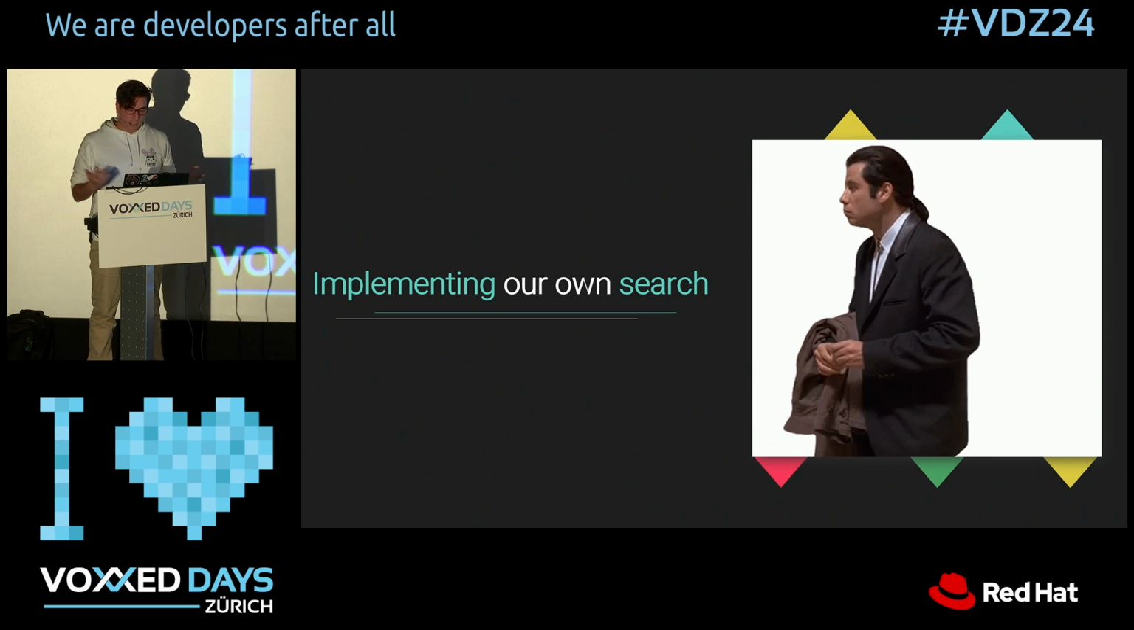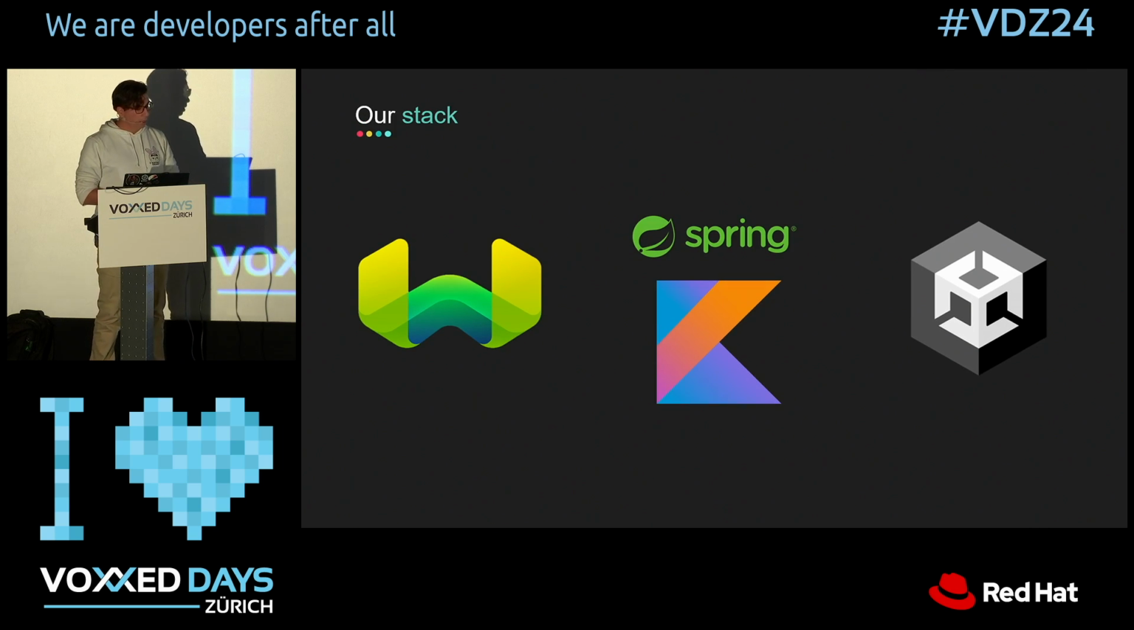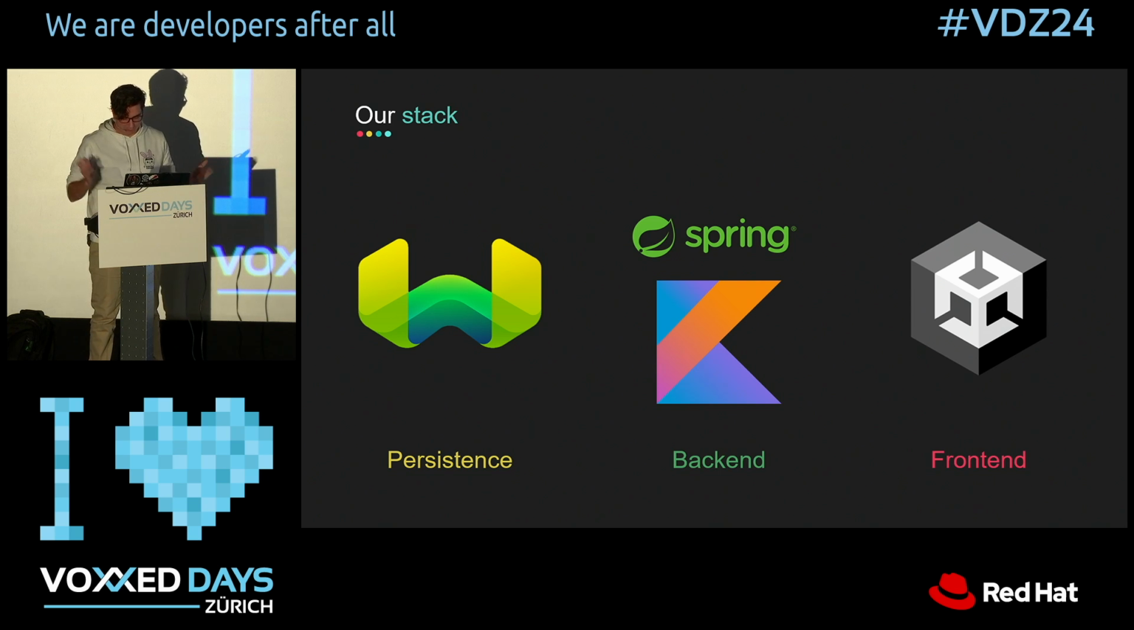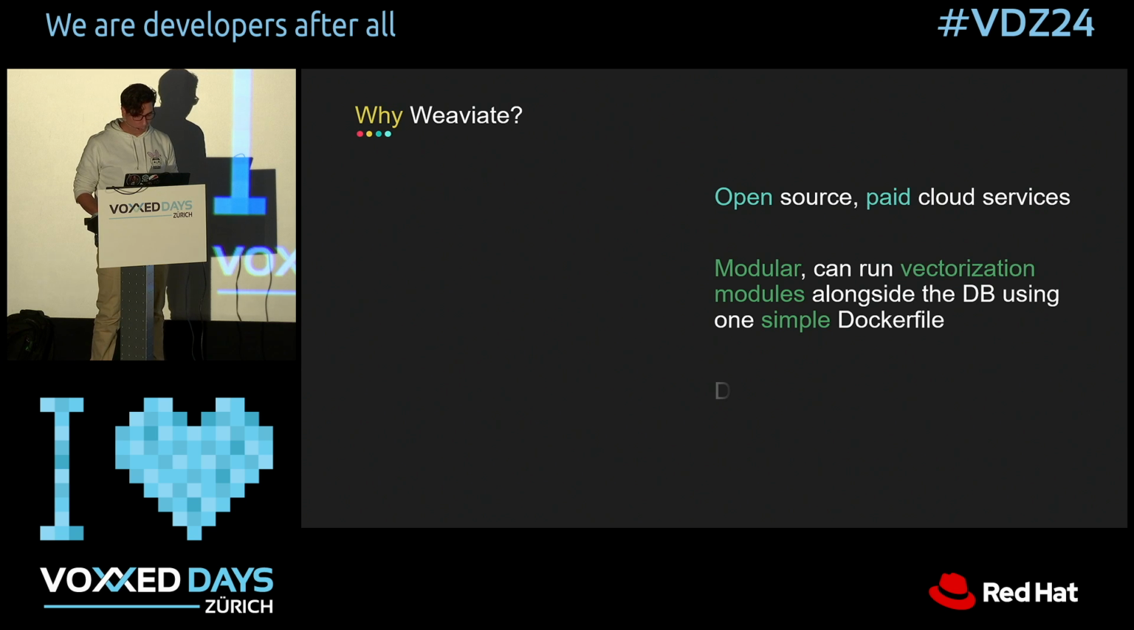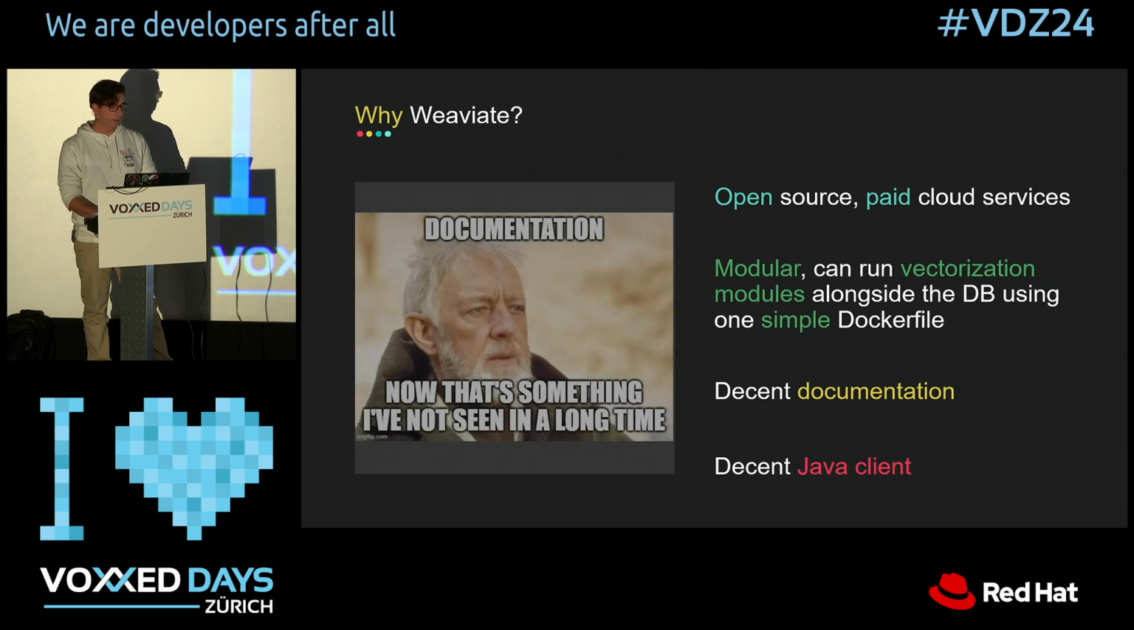All right, so let's get into implementing our own search. This is going to be our stack. For persistence, I chose to use Weaviate. I have a Spring Boot application written in Kotlin, which is the superior Java JVM language. Changed my mind. And for the front end, I have Unity, which is a little bit of a bad boy right now. And I don't know, I guess I like bad boys. So why Weaviate? It's open source.